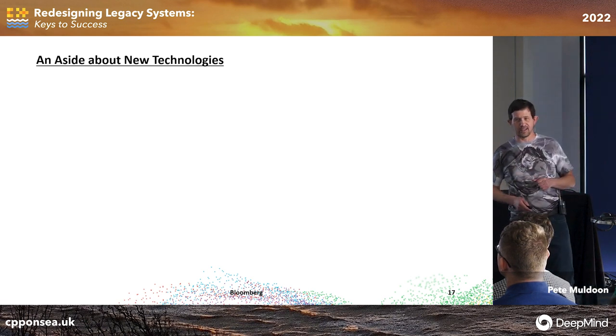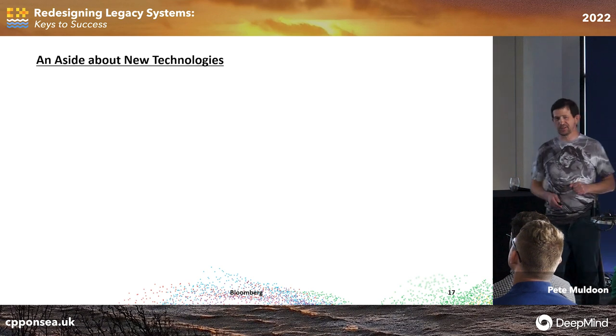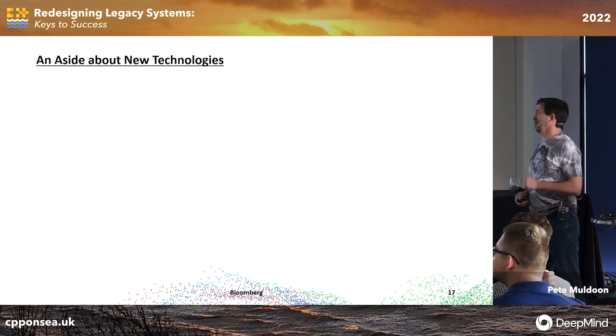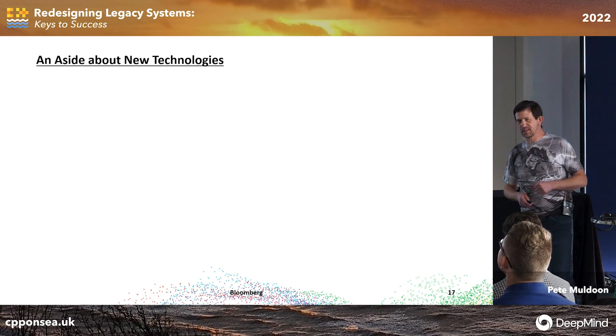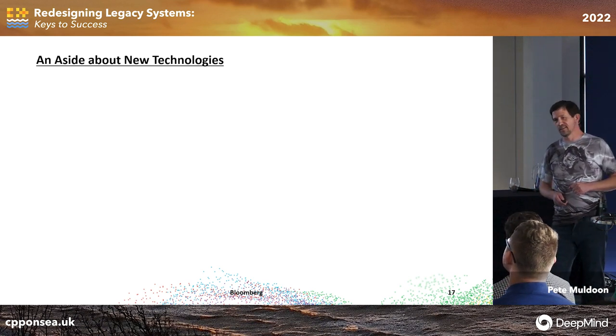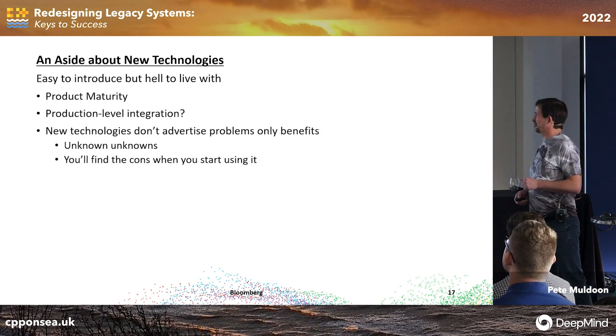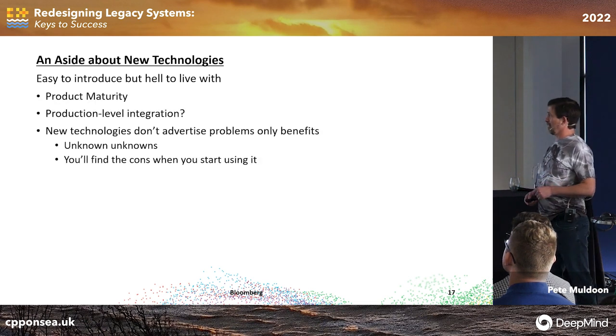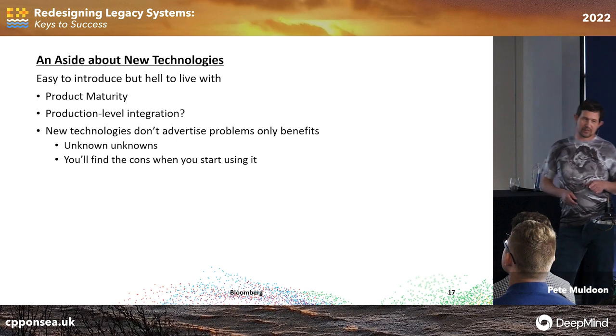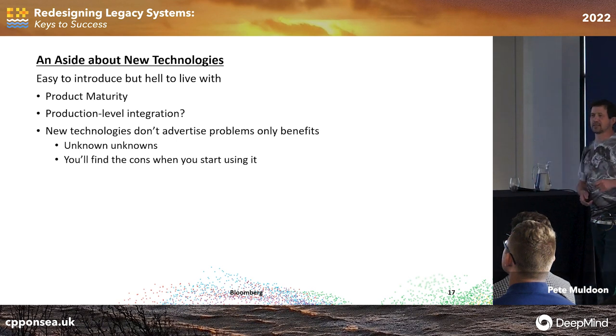So this is not the way to go. Let me just have a little aside about new technologies, because we're always very excited, right? Something new comes out, let me try this. A new version of C++, let me try coroutines. Or, I heard about this new thing called Kafka. So new technologies are easy to introduce, right? But they can be hell to live with.